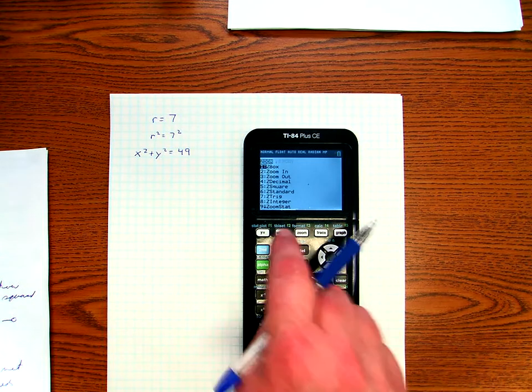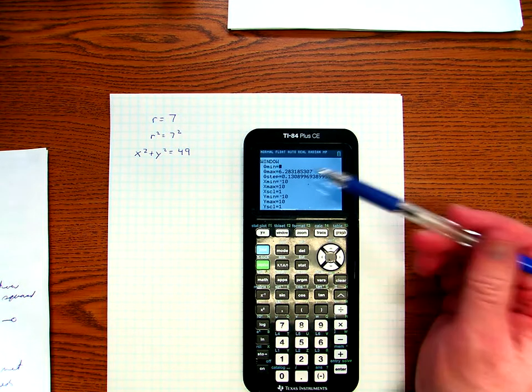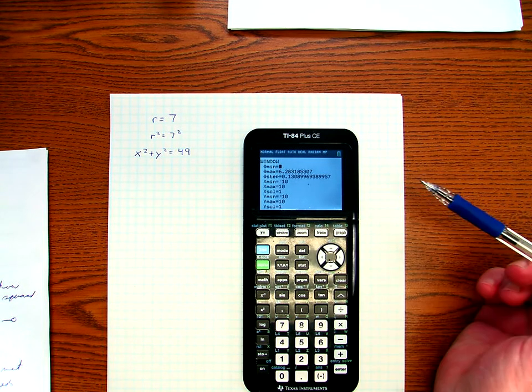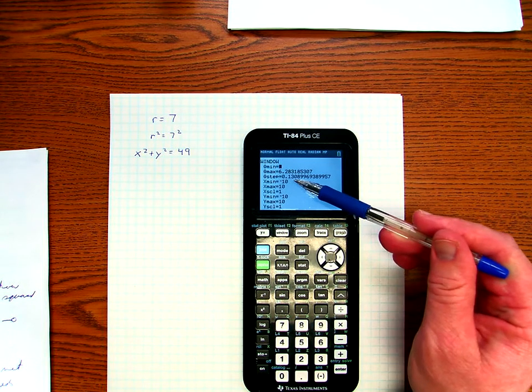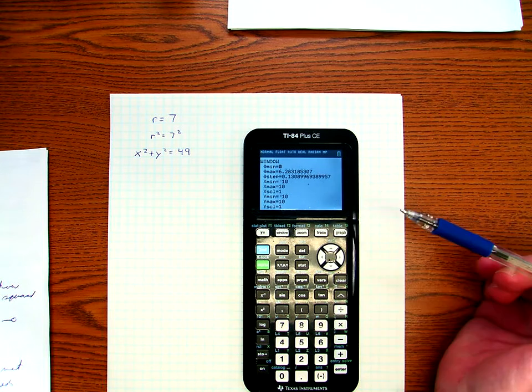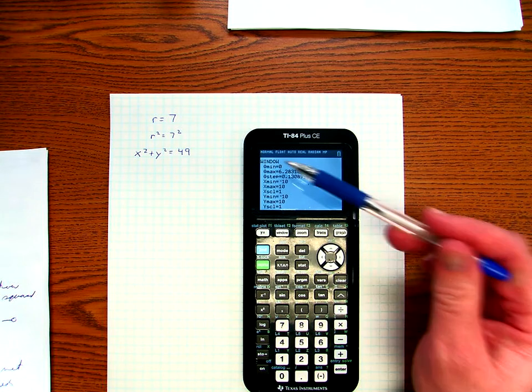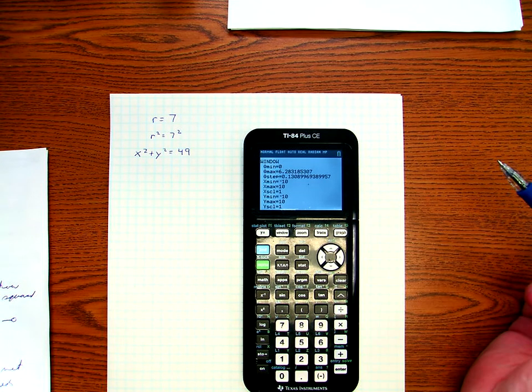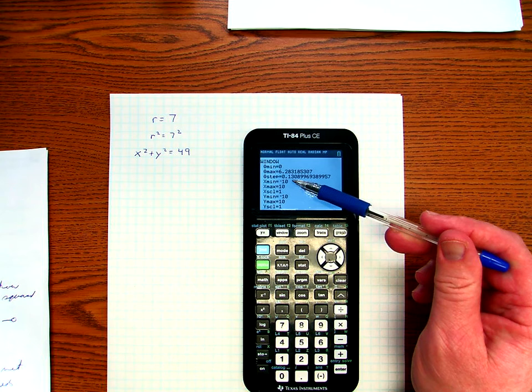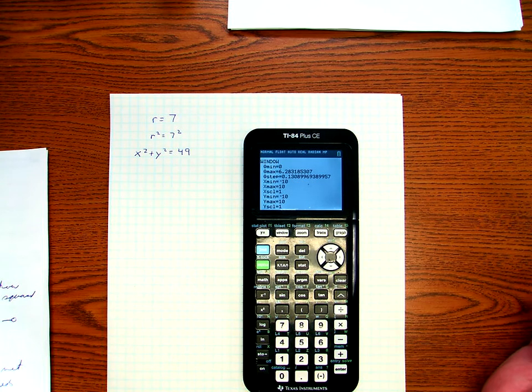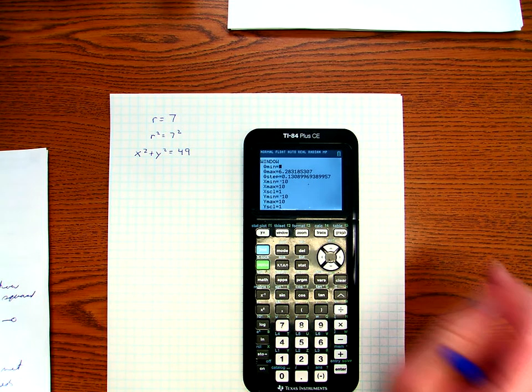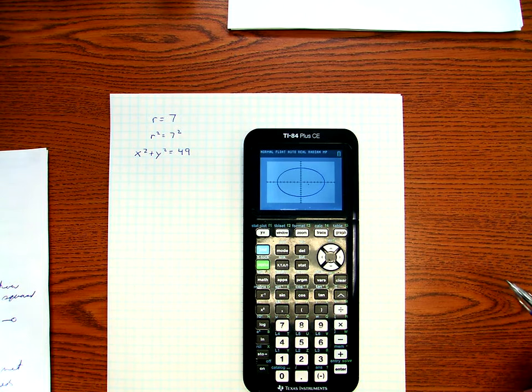Okay, in a zoom 6 window, your theta min goes from 0 to 2 pi with a theta step of 0.13. So that's very similar to what we saw in parametric, except it was T min, T max, T step. Your X min, X max, negative 10 to positive 10 in both directions. Now, something we've experienced before, that's something that doesn't appear to be a circle. That looks like an ellipse.